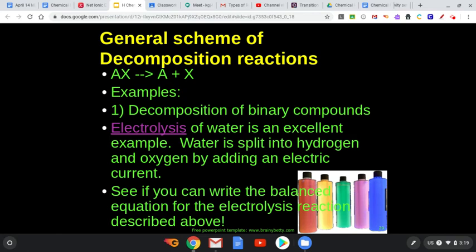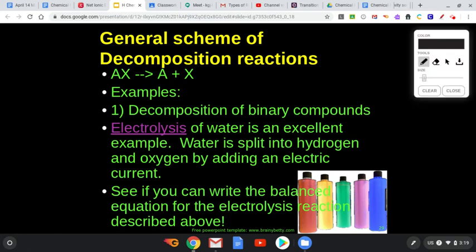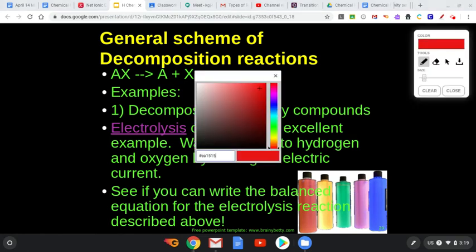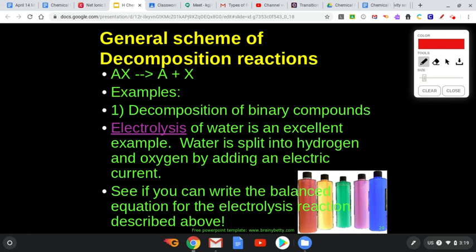Now let's go through several different examples of decomposition. You can have a decomposition of binary compounds. When I say binary, I am referring to two elements only to make up the compound.